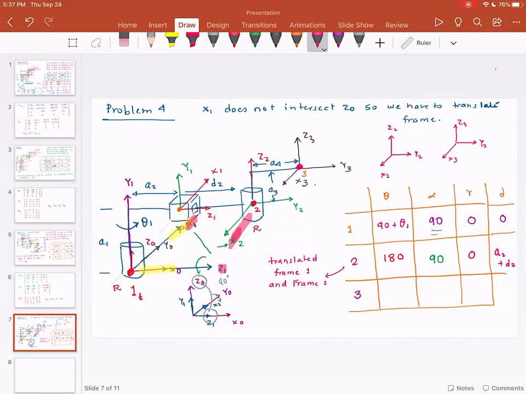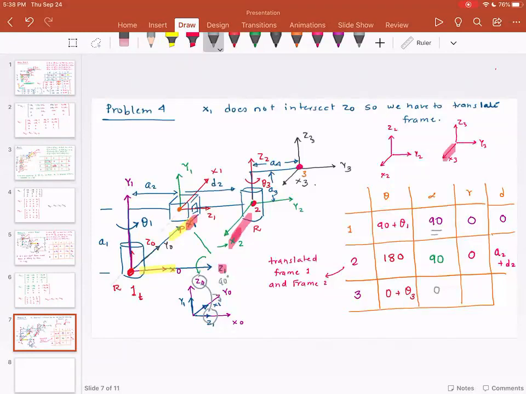So when these two frames are aligned, let's go back. Theta is the rotation about Z2 so that X2 and X3 get aligned, and this value is 0, but there's a joint, so I need to add theta 3. So there will be theta 3. Now alpha is the rotation about X3, so that Z3 and Z2 get aligned, and this is 0.